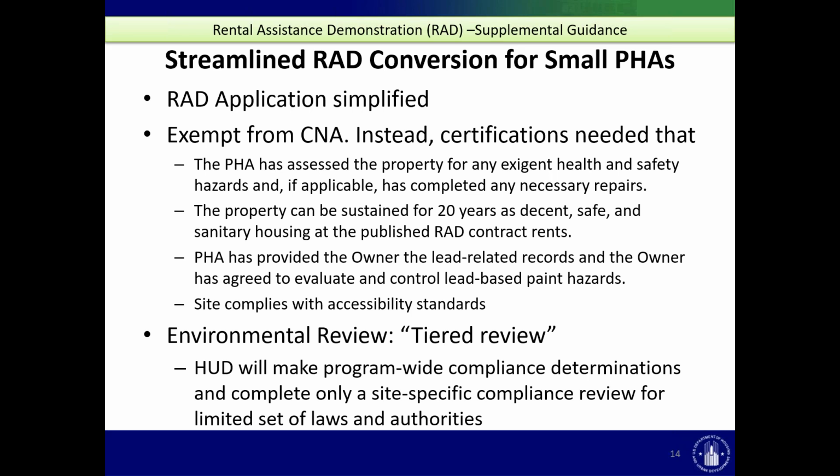They're certifying the property can be sustained for 20 years as decent, safe, and sanitary housing at the published RAD contract rents. Of course, to make such a certification, it helps for a PHA to rely on data about the property and some assessment. But we don't need to see that assessment. The PHA would certify that it has provided the owner with any lead-related records, and the owner has agreed to evaluate and control lead-based paint hazards, and that the site complies with accessibility standards.